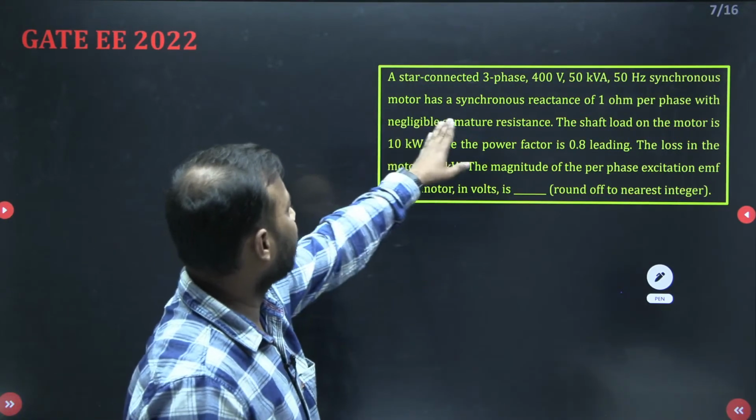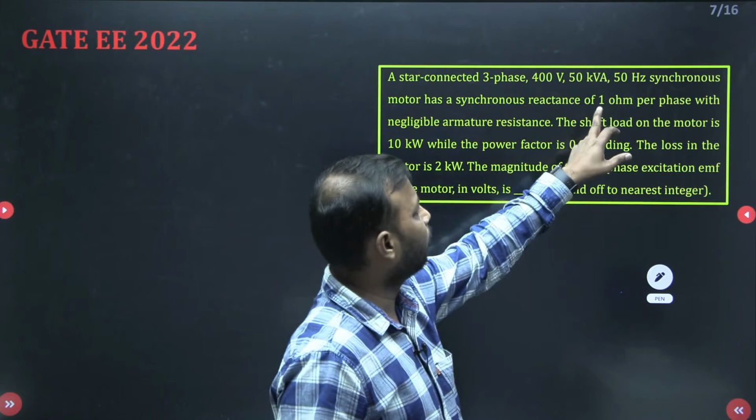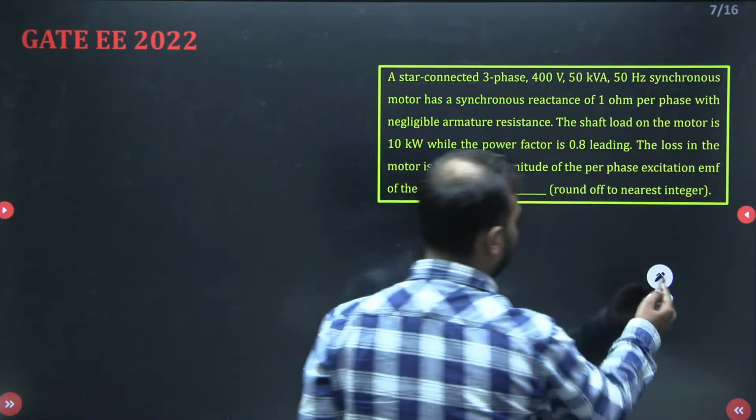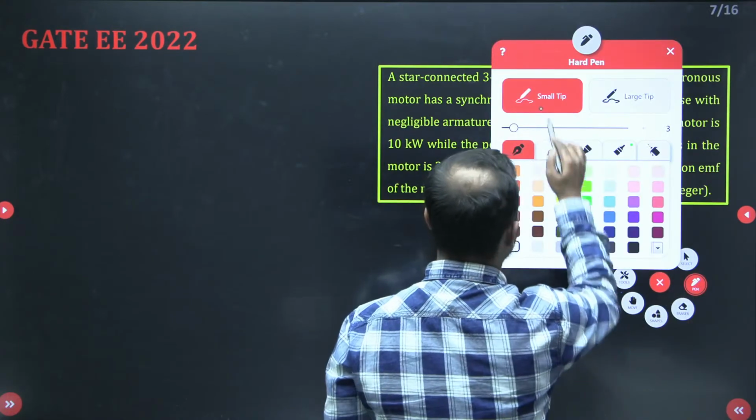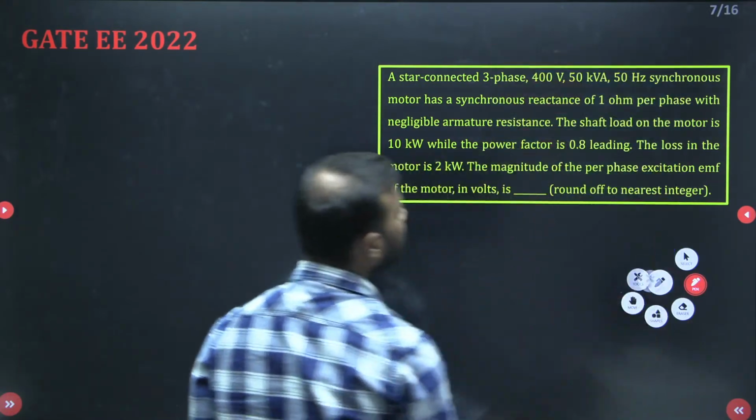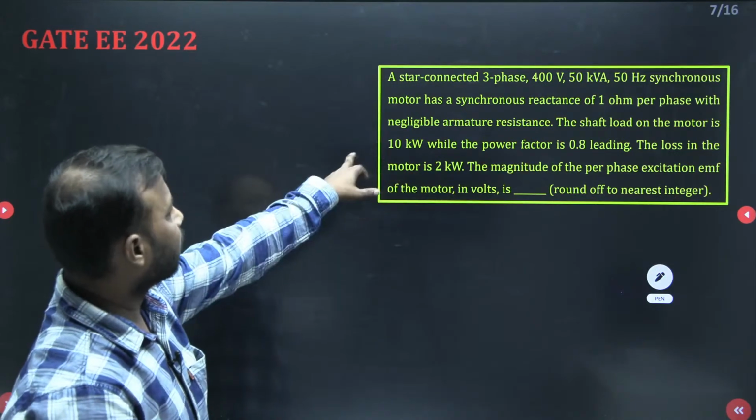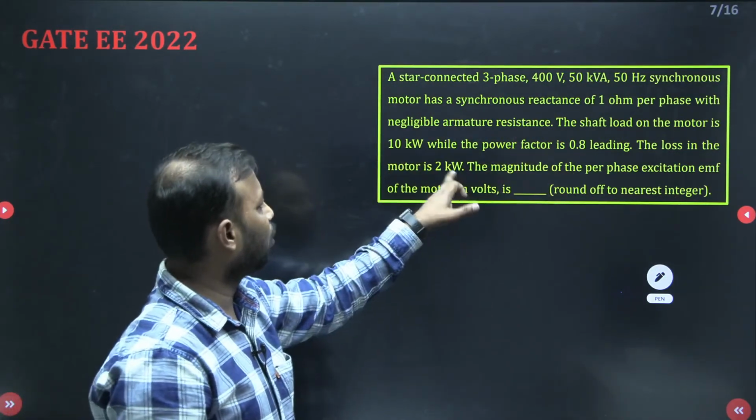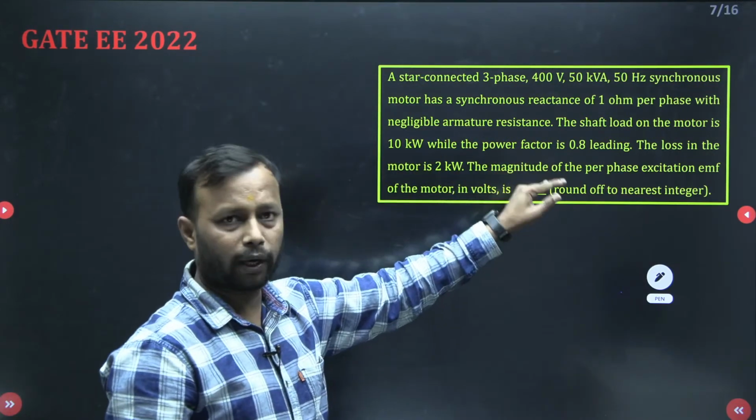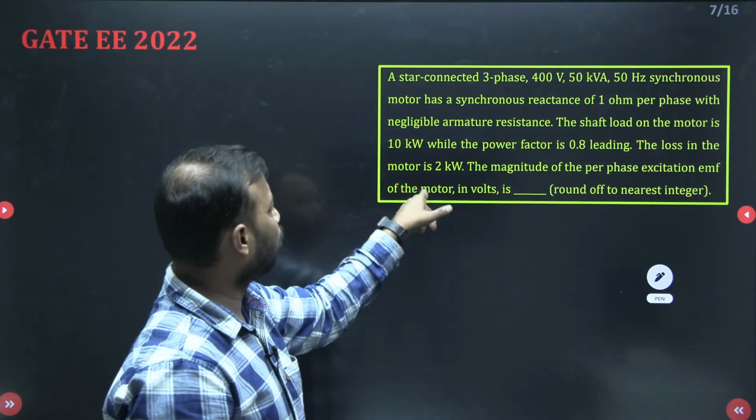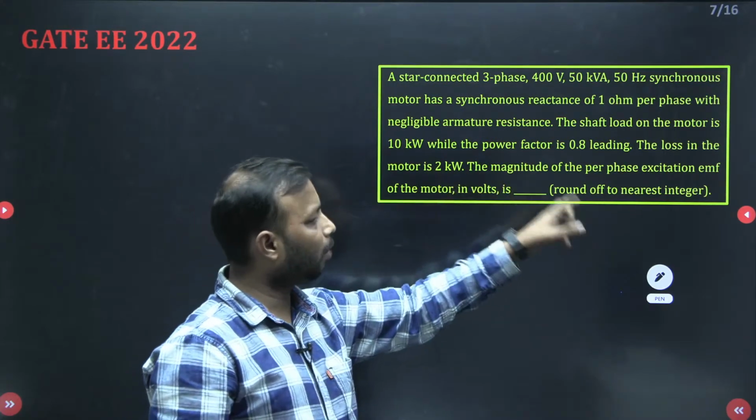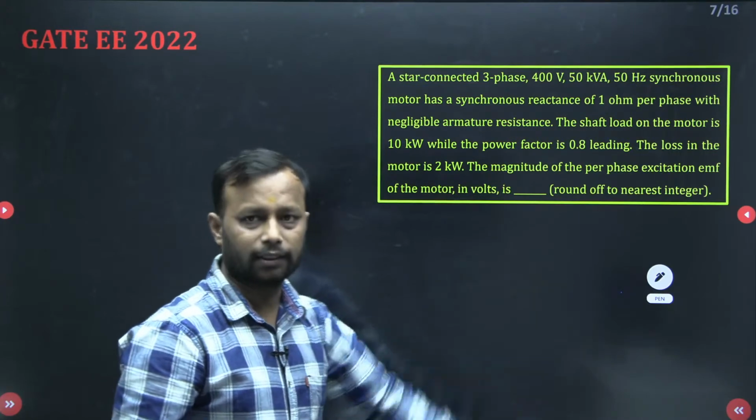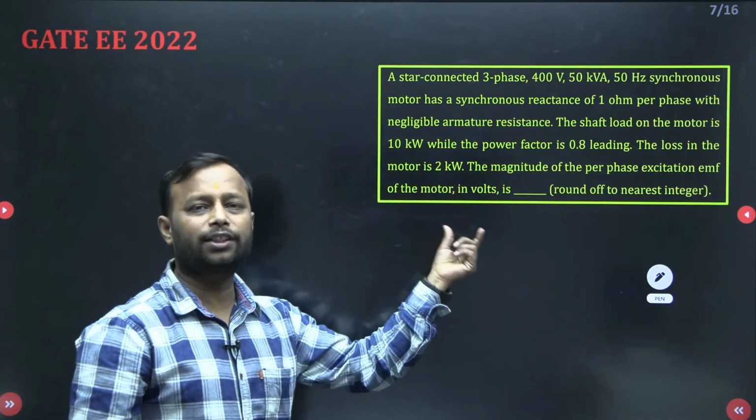A star connected 3-phase 400 volt 50 kVA 50 Hz synchronous motor has a synchronous reactance of 1 ohm per phase with negligible armature resistance. The shaft load on the motor is 10 kilowatt while the power factor is 0.8 leading. The loss in the motor is 2 kilowatt. The magnitude of the EMF per phase excitation EMF of the motor in volt is. So we need to calculate the excitation EMF.